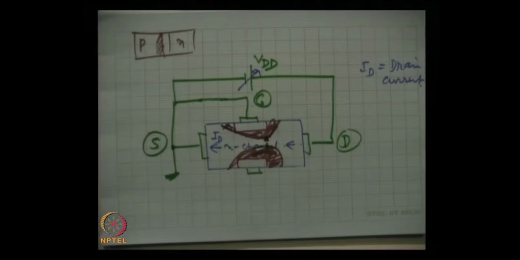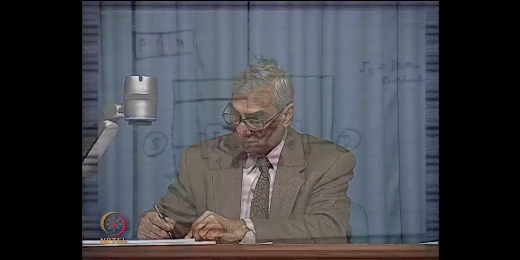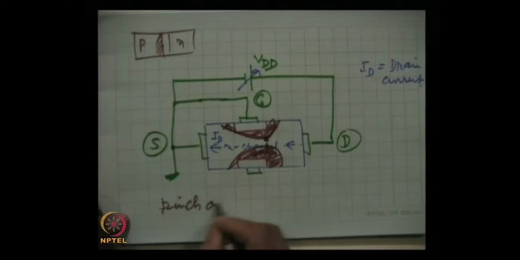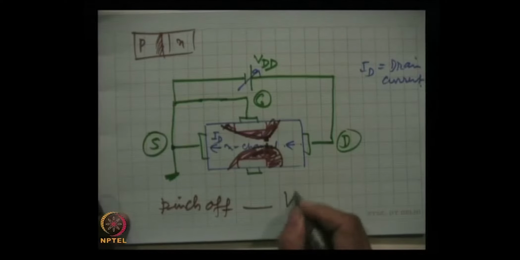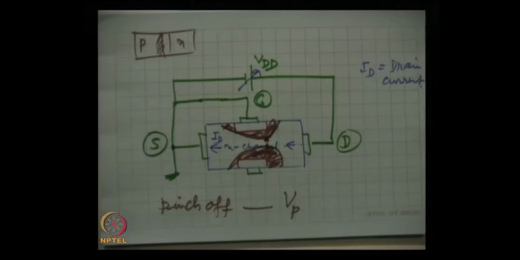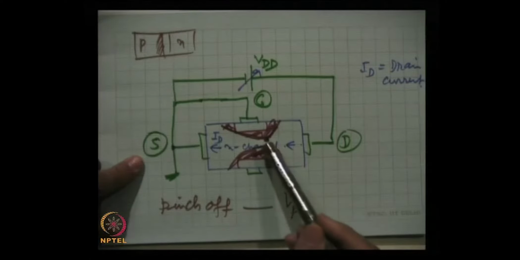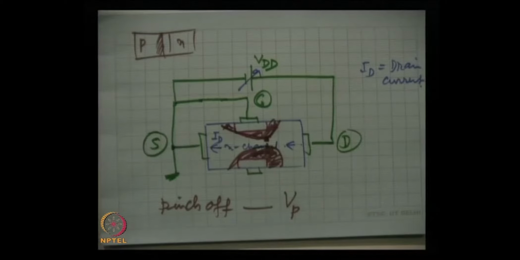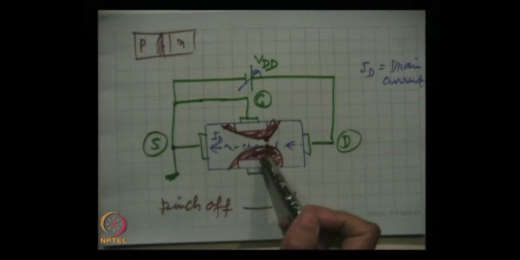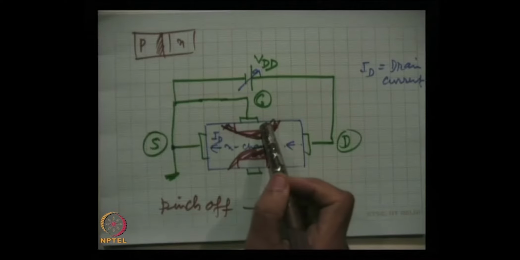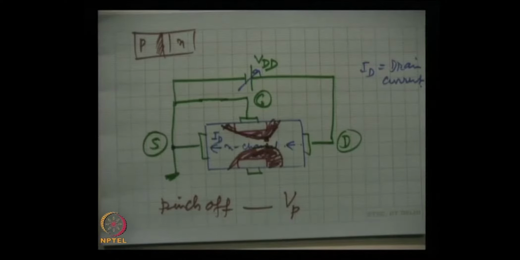That voltage will be called pinch off, and it is written as Vp, pinch off voltage. What is pinch off voltage? That minimum voltage between drain and source which will make the two depletion regions, the lower gate electrode and the upper gate electrode regions, touch at one point. That will be called pinch off.